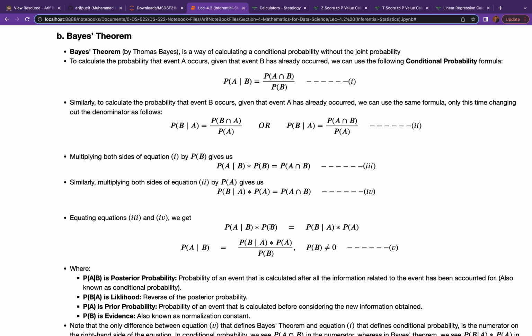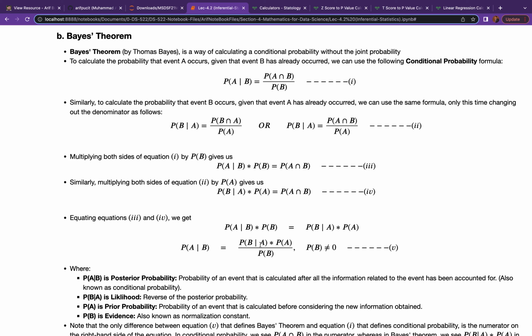And finally, if we divide both sides of this equation where my mouse is hovering by probability of B, we get this shape. Probability of A given B equals probability of B given A multiplied by probability of A divided by probability of B, provided that probability of B is not equal to 0. And this is the Bayes theorem.